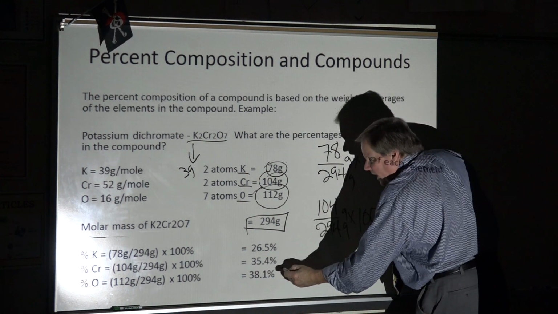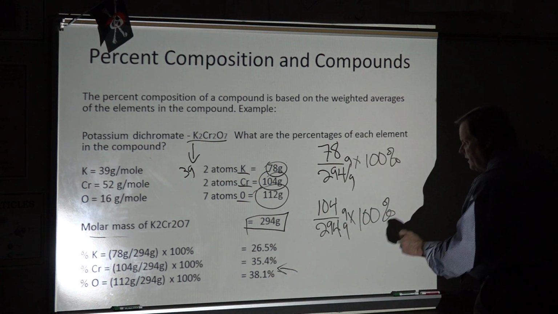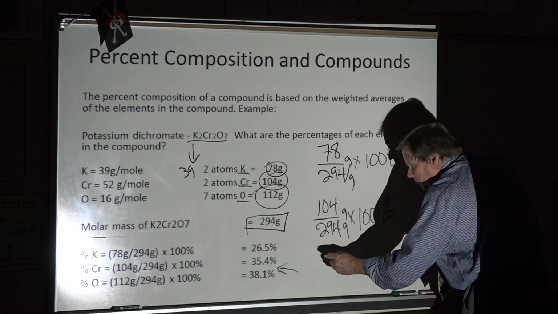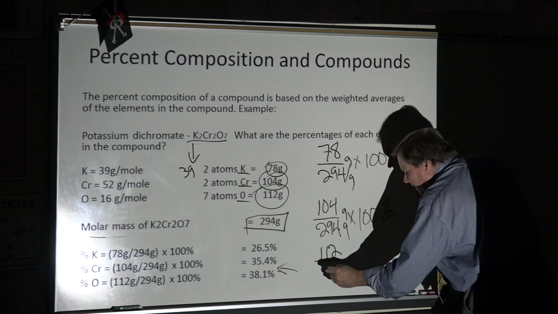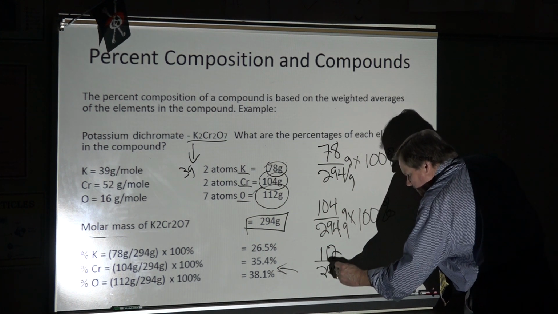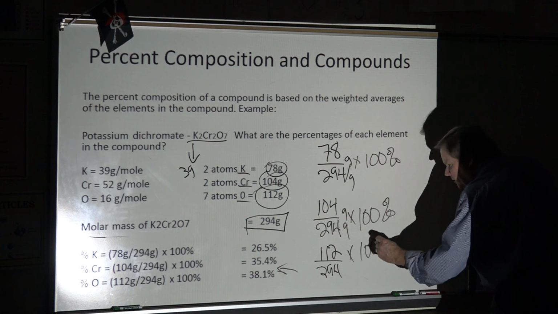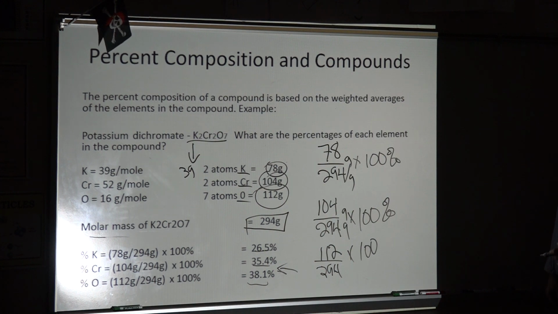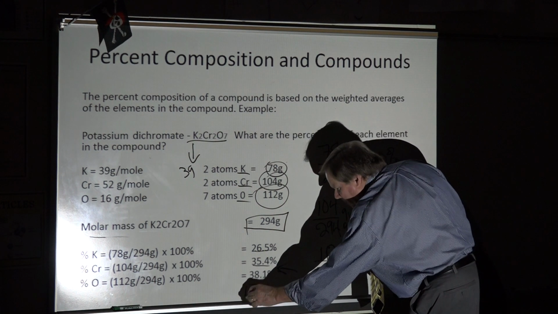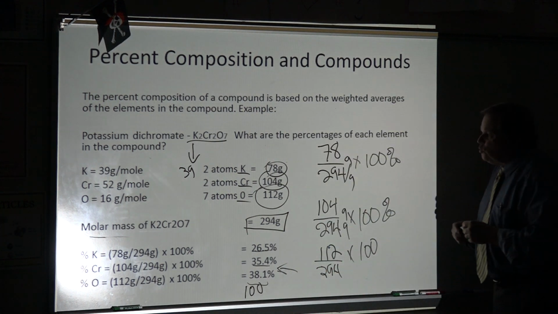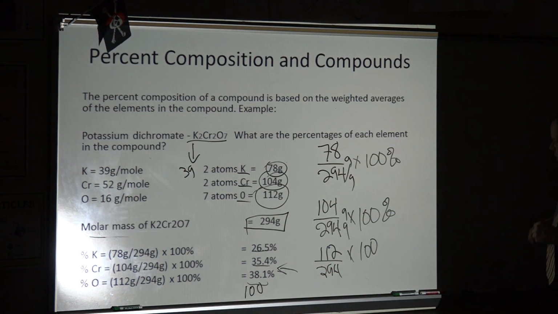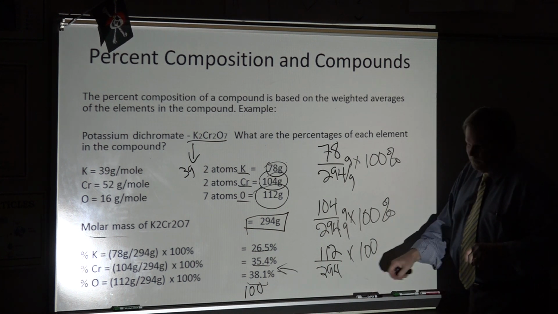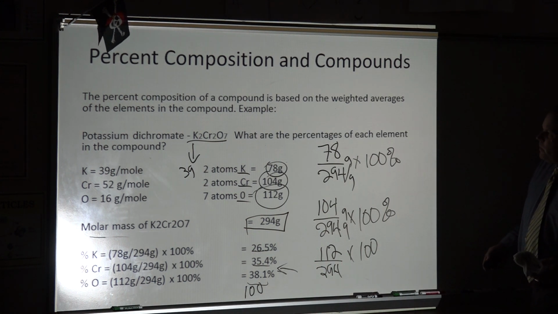And then finally our last one, oxygen, as you can see, is our heaviest component. And we've got 112 grams of that over our 294 times 100%. And these are our 3 percentages that we wind up with. You can double check yourself by adding them all up. They should come to 100. So that's the 2-step process of percent comp. We'll practice that in a few minutes.